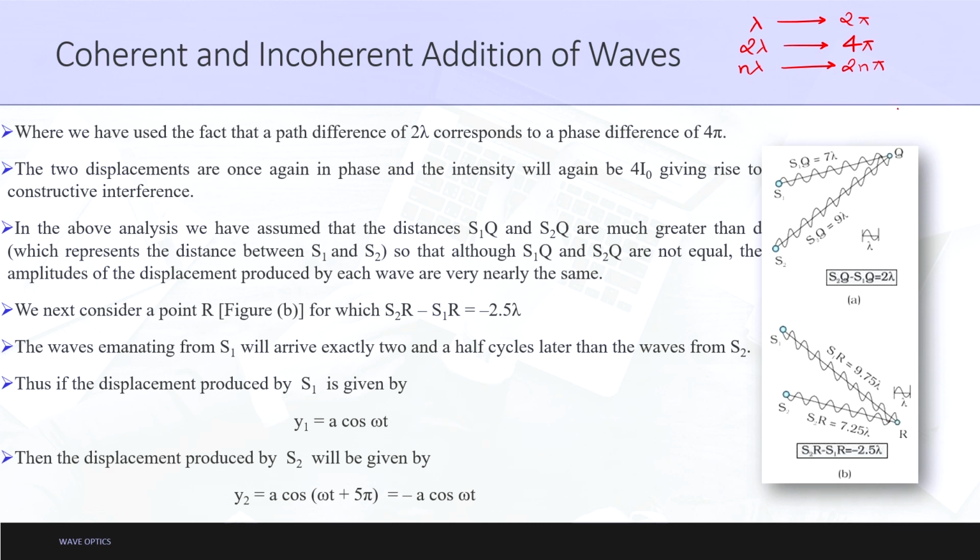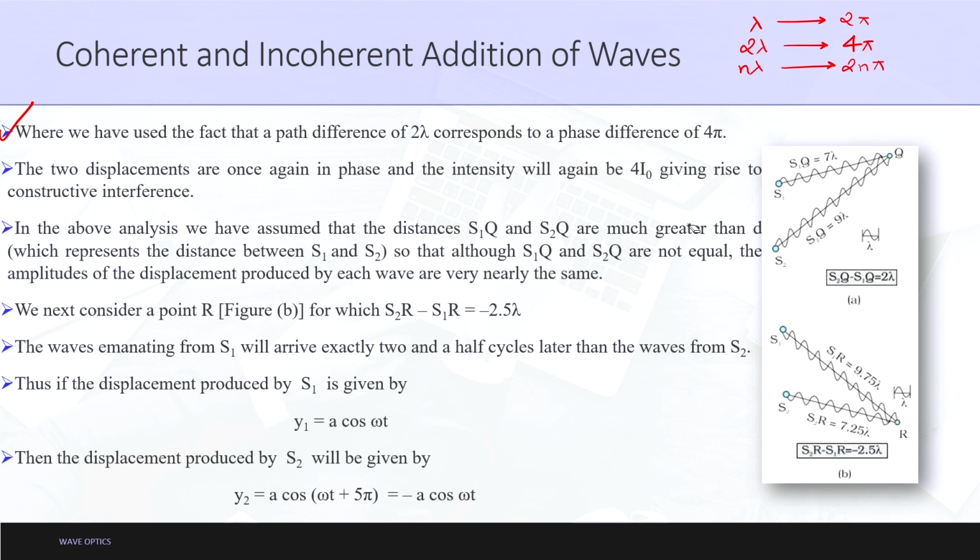So let us move on, where we have used the fact that a path difference of 2 lambda corresponds to a phase difference of 4 pi. So how we convert this path difference into phase difference is being conceptualized in the complete mathematical formulation above. Therefore, the two displacements are once again in phase. Why is it in phase? Because the displacements are calculated the same, and also the displacement at a particular time was 0 when the wavelength was being completed. The two displacements are once again in phase, and the intensity will again be 4 I naught.